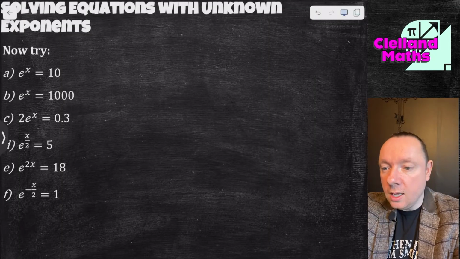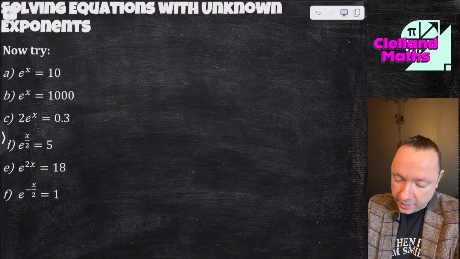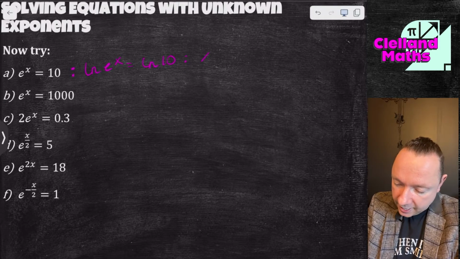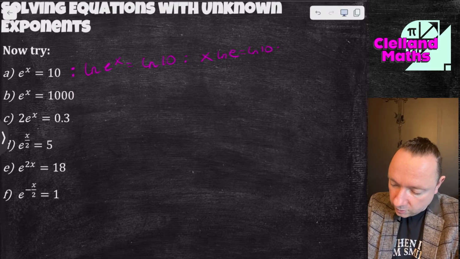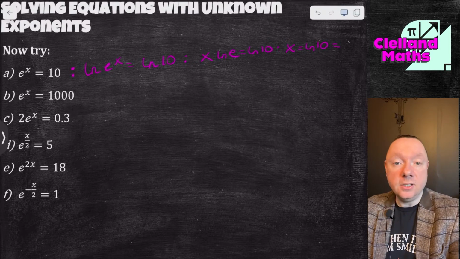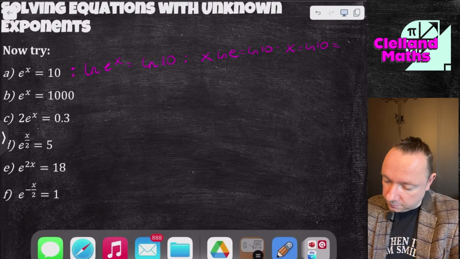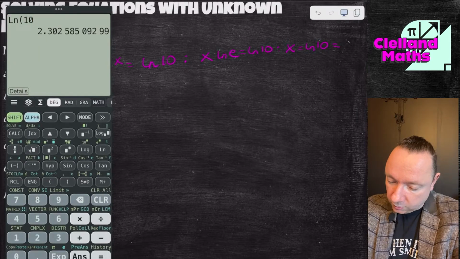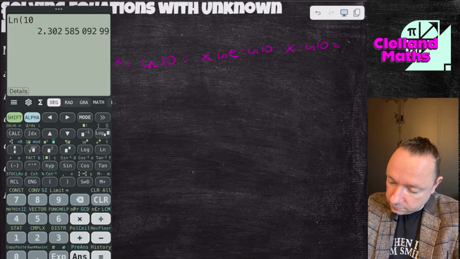So I've got a bunch here to try. e to the power of x is 10. So we say that ln e to the x equals ln 10. So that means that x ln e equals ln 10. So x is ln 10. And you can work that out to as many decimal places as you want using a calculator. ln 10 is 2.303.